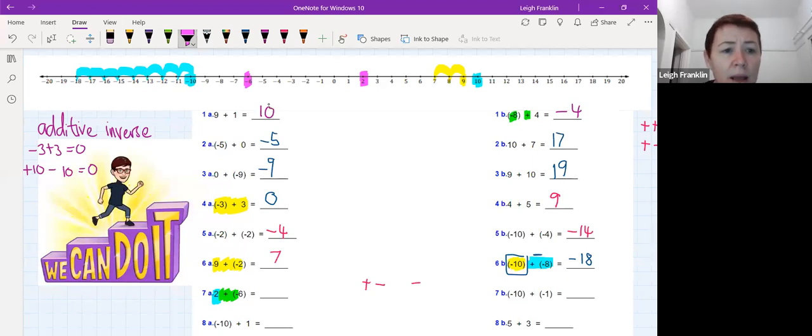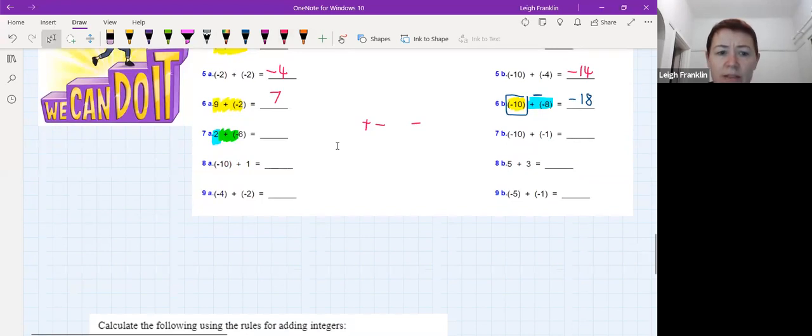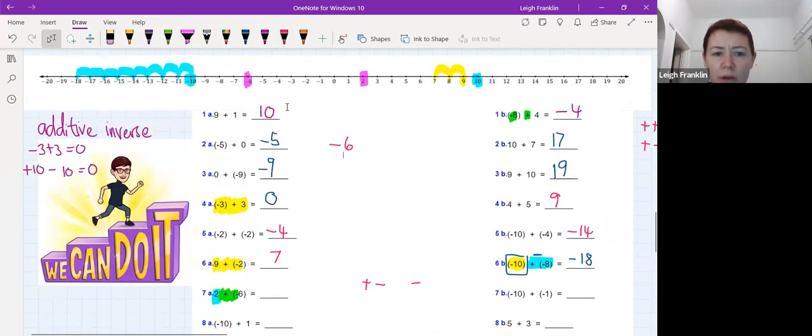So another way of looking at it is like this. We're starting at negative 6. Negative 8? Not negative 8. You're getting closer, but it's not negative 8. So our answer has to have a negative.